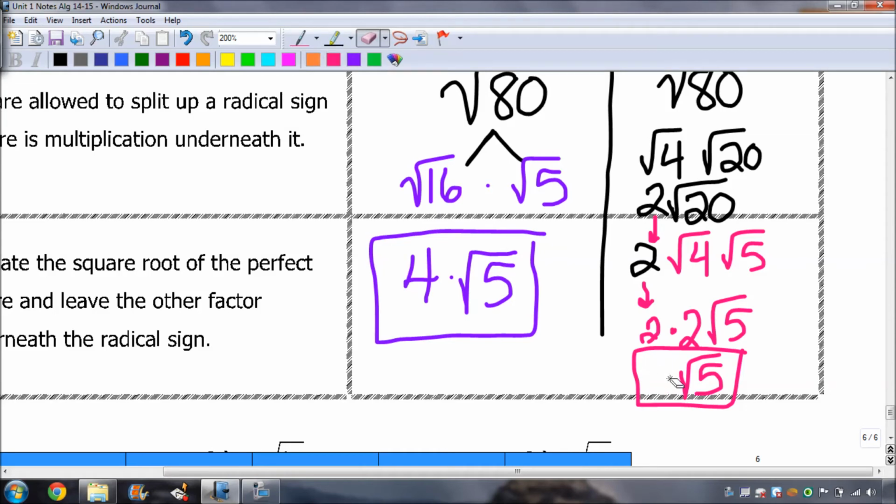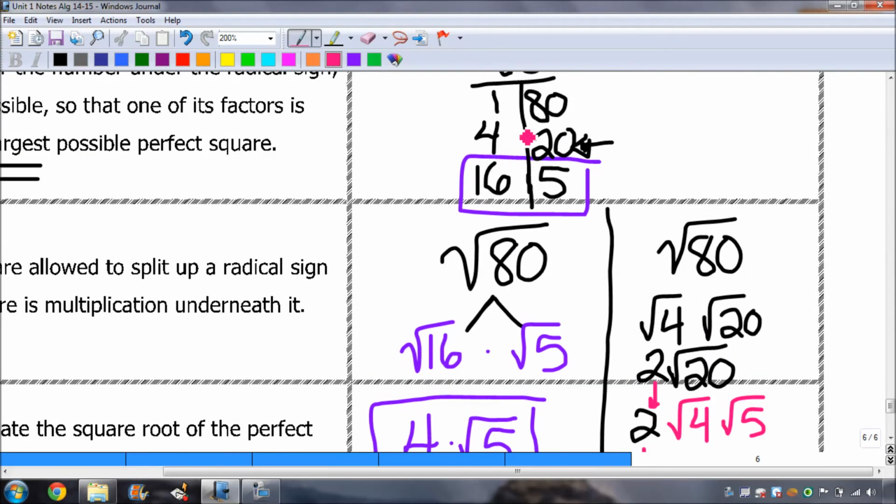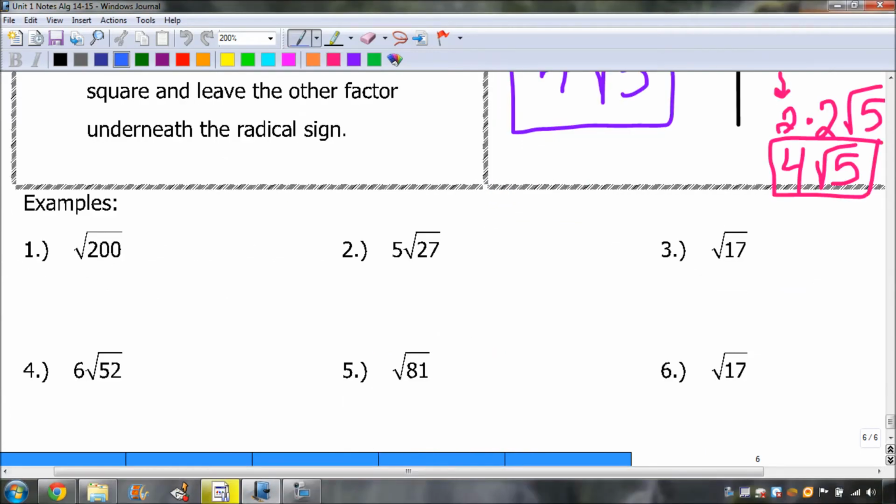If you do it this way, the way that's on the right side right here, then you have to remember to simplify all the way. If you do it this way, it's much less work, but you have to remember to find the largest perfect square from the beginning. Okay, so let's try a couple examples.